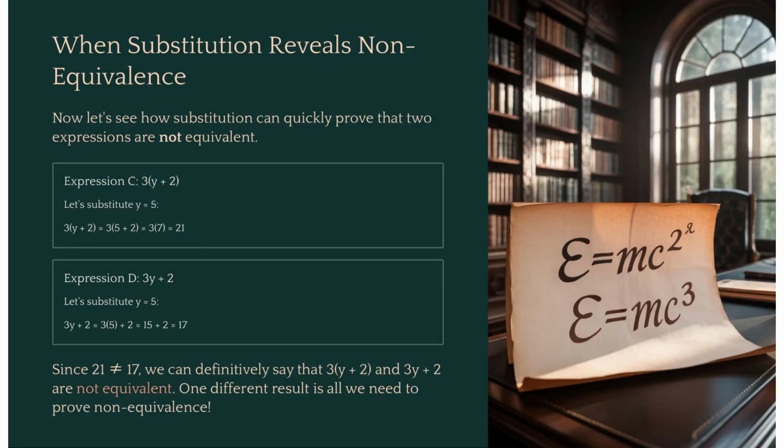Substitution is most effective when it helps us prove that two expressions are not equivalent. Consider expression C, 3 times the quantity y plus 2, and expression D, 3y plus 2. Let's test y equals 5. For C, 3 times parentheses 5 plus 2, close parentheses, is 3 times 7, which is 21. For D, 3 times 5 plus 2 is 15 plus 2, which is 17. The results are different.